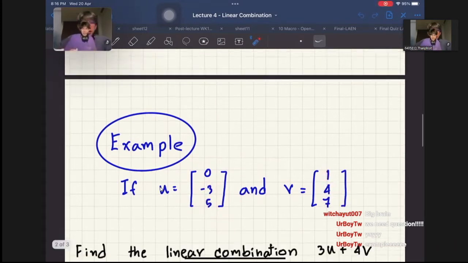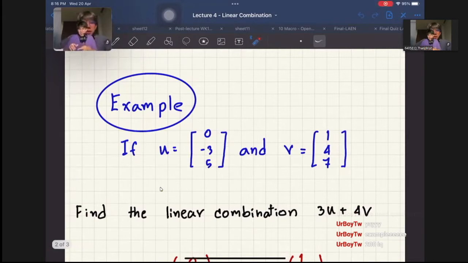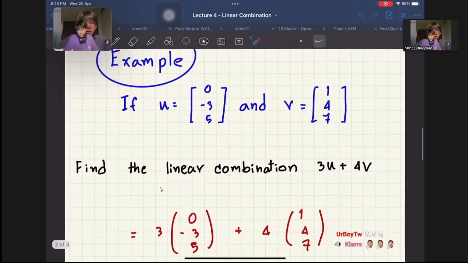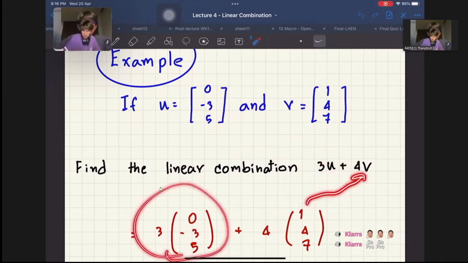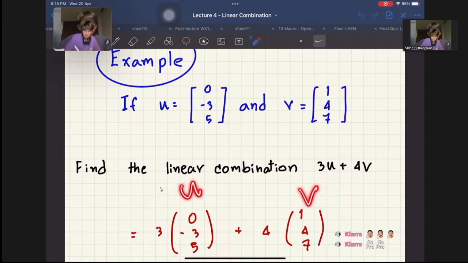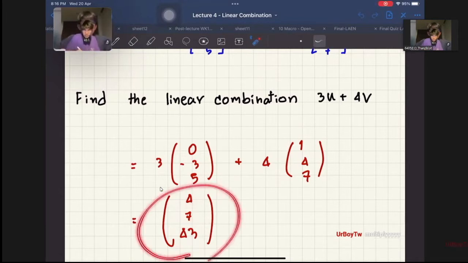And this question asks us to find the linear combination of 3 times vector u plus 4 times vector v. How can we do it? It's very easy. We just put this 3 times the vector u and 4 times the vector v into this form. The next method is very easy. You will see the answer we will get is 4, 7 and 43.